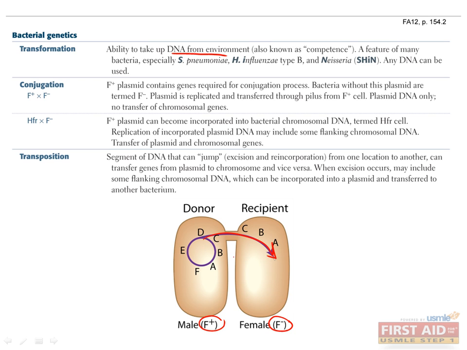The F plasmid itself carries all the genes necessary in order to facilitate its own transfer. When the F plasmid becomes incorporated into the bacterial chromosome, the bacterium now becomes a high-frequency recombination cell, Hfr. This Hfr cell now has the ability to transfer whole pieces of chromosomal material into a recipient bacterium.